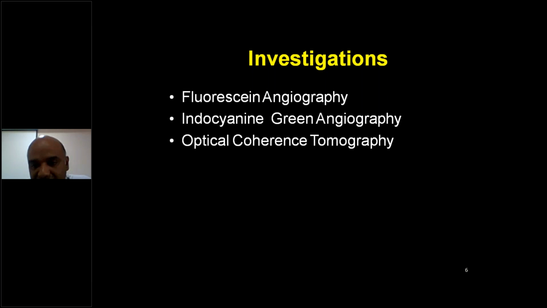So what is fluorescein angiography? Here a dye is injected into the patient's antecubital vein, and as the dye enters the blood vessels of the eye of the patient, you take the photographs and you identify where the leak is, what is the location of the leak, or whether there is any new vessel formation or not. So you identify that. These are mainly for examination of retinal blood vessels.